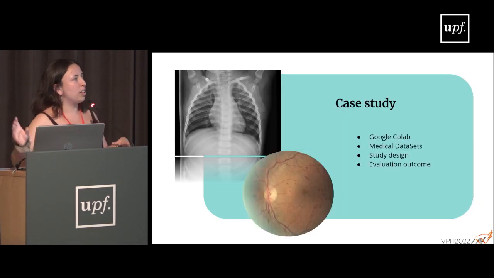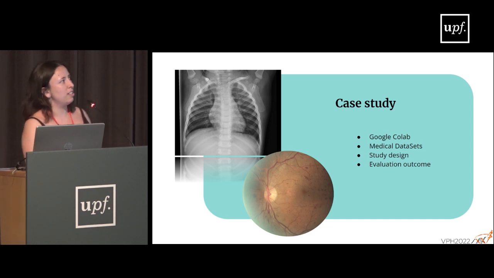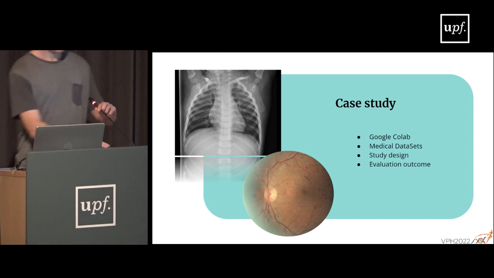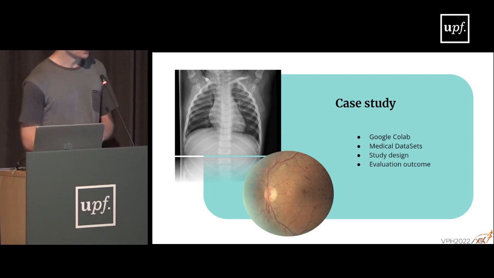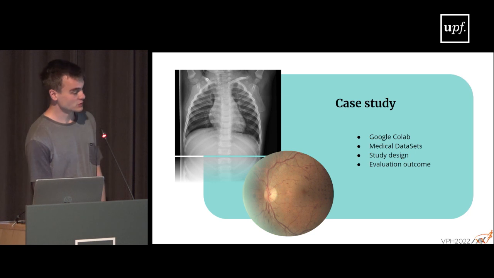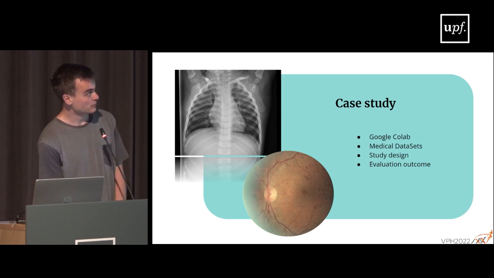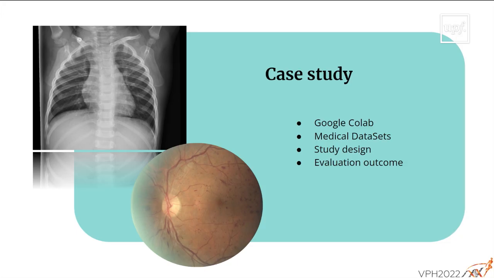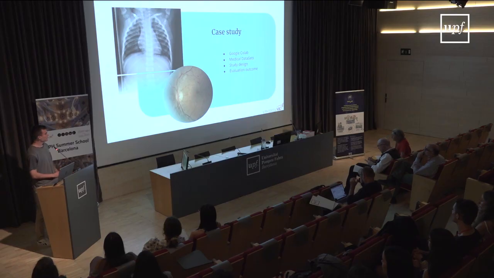And moving on to the case of study, my colleague is going to start. Okay, so for the case study, we actually had 2 cases. One of them was looking at diagnosing pneumonia from X-rays of the chest, and the other one was classifying the stages of diabetic retinopathy from photographs of the retina.